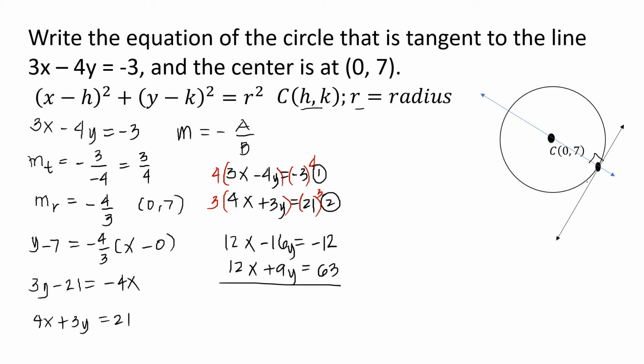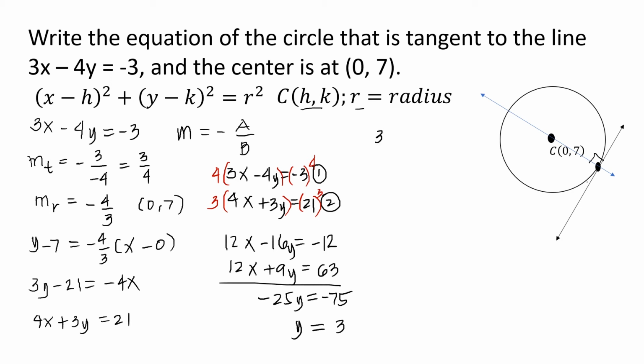Subtracting the two equations term-wise, we have negative 25y is equal to negative 75. Dividing both sides of the resulting equation by negative 25, we have y is equal to 3. And to solve for x, we substitute y equals 3 to either equation 1 or equation 2. Let us use equation 1.